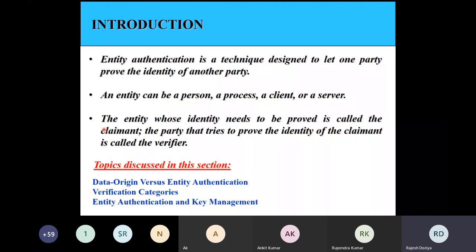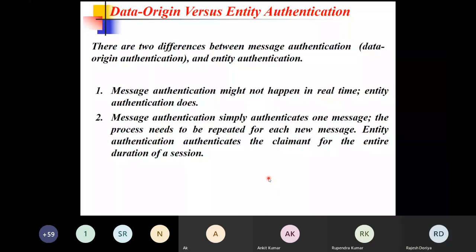In this particular section, these are the points which we are going to discuss: data origin versus entity authentication, then verification categories, then entity authentication and key management. So let us first distinguish data origin versus entity authentication.